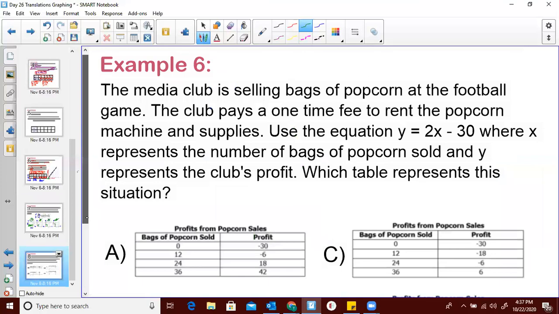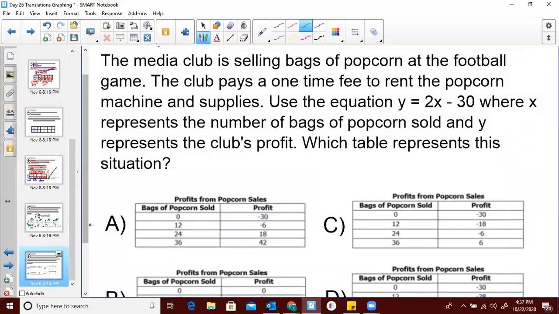All right, last but not least, the media club is selling bags of popcorn at the football game. The club pays a one-time fee to rent the popcorn machine and supplies. Use the equation y equals 2x minus 30, where x represents the number of bags of popcorn sold and y represents the club's profit. Which table represents this situation?